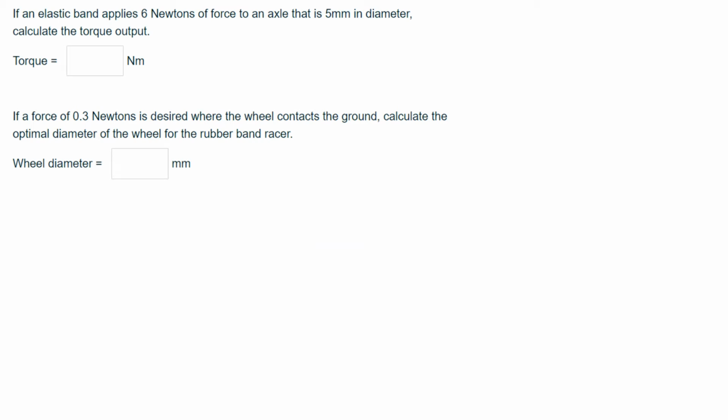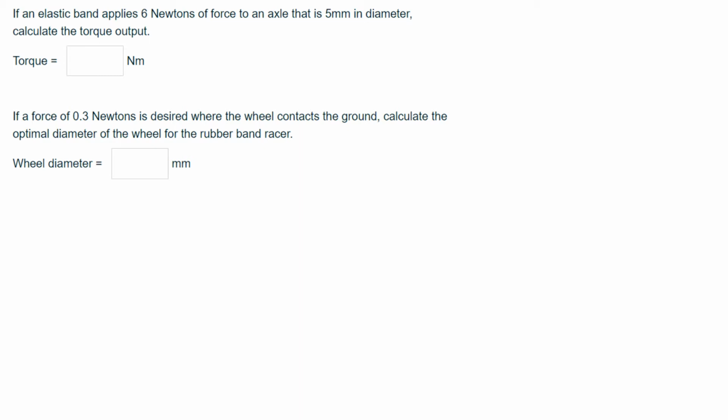So in this example, we have an elastic band applying 6 newtons of force to an axle, and that axle is 5 millimeters in diameter. What we want to do is first calculate the torque as a result of this. Then what we're going to do is determine what the appropriate size of the wheel should be if we want 0.3 newtons of force being applied at the wheel. So we're going to start off with determining the torque.